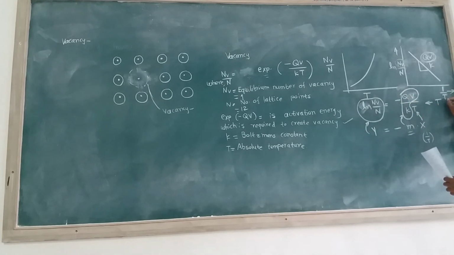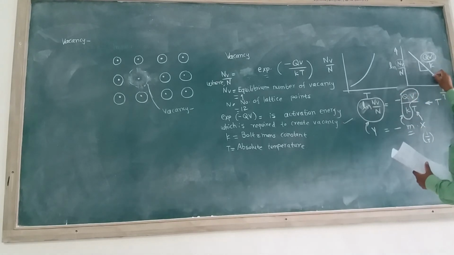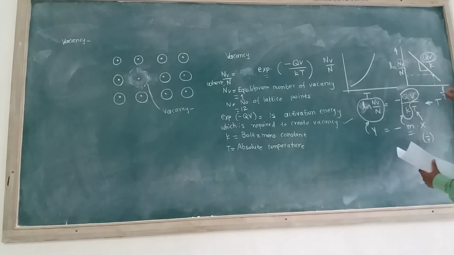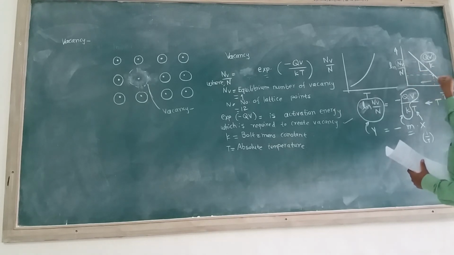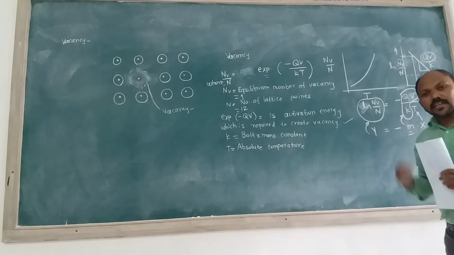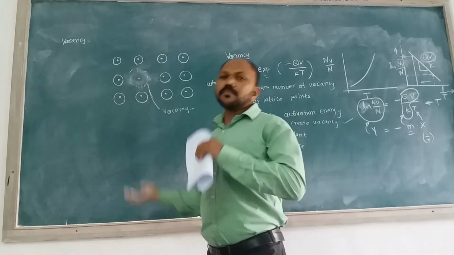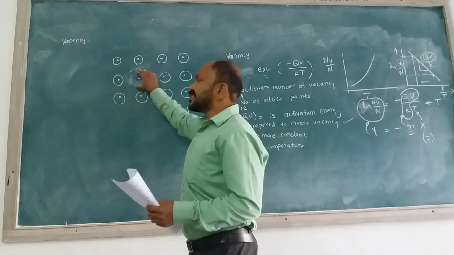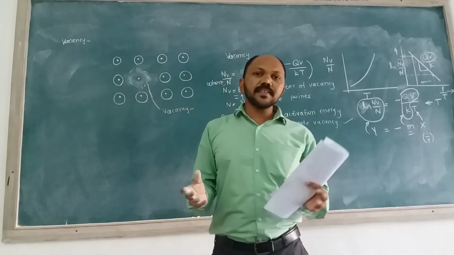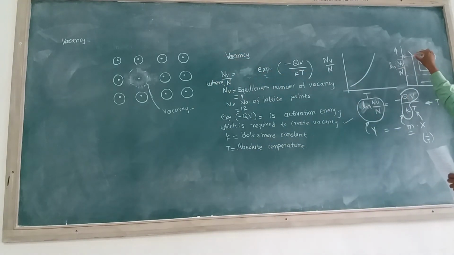So if we increase the value of t, then t gets shifted from this location. Initially the point is here, and if we increase the temperature, this point gets shifted in this direction, like this here. If we increase the temperature, then the activation energy increases, and as the activation energy increases, a greater number of atoms get shifted from this position, and more vacancies are created. So our number of vacancies gets increased, like here.